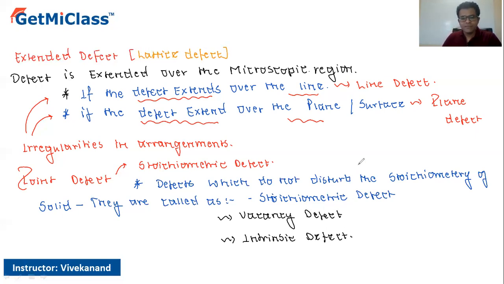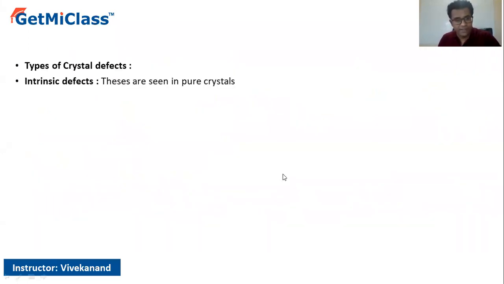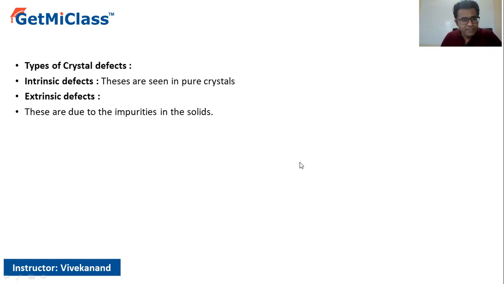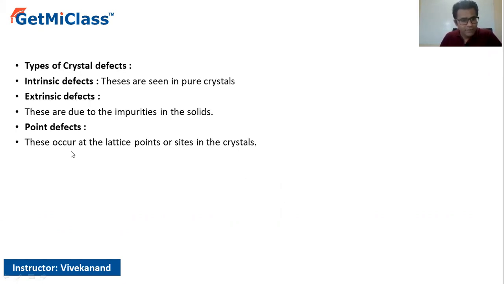Right? So now let's first take a look till this point and then we will proceed further. Types of crystal defects. First, as we have already seen, the intrinsic defect, which is seen in pure crystals. Extrinsic defects are the defects which arise because of the presence of impurities in the solid. Point defects are the defects observed when an atom, ion, or any particle is missing from an orderly arranged crystal lattice, right? Therefore, these occur at the lattice points or sites in the crystal.